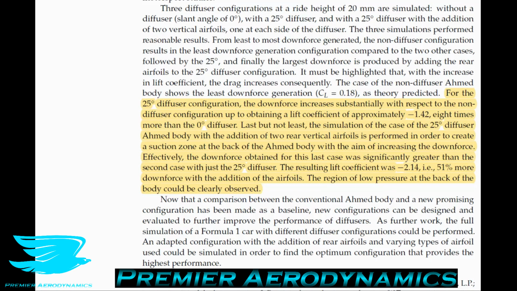Effectively, the downforce obtained from this last case was significantly greater than the second case with just a diffuser of 25 degrees. The resulting lift coefficient was minus 2.14, about 50% more than just without the airfoils. The region of low pressure at the back of the body can be clearly observed, and this resulted in a drag penalty as well. So that's the end of this podcast.